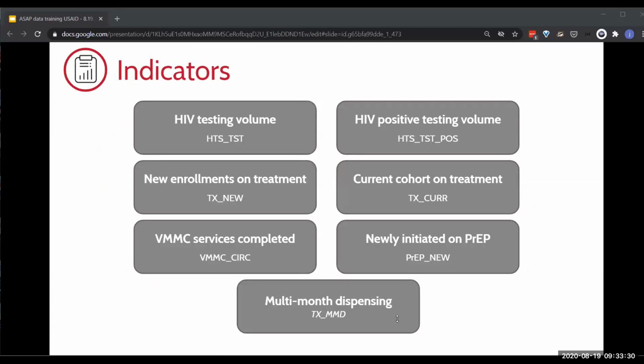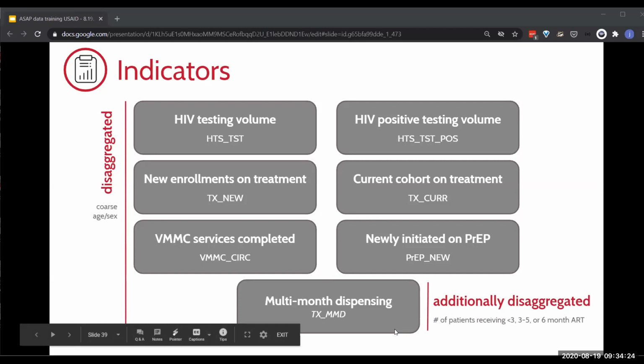For HFR, we selected a subset of the MER indicators. If you look at the indicators for HFR, they're not new. This is not additional indicators. This is just the same indicators you were collecting, just more frequently. So you've got HTS-TST, HTS-TST positive, TX-NEW, TX-CURR, VMMC-CIRC, PrEP-NEW, and TX-MMD. This is multi-month dispensing, the number of patients currently on treatment who received more than 1 month of ARVs. The slight nuance is that within the MER, TX-CURR, the current number of patients currently on treatment, is the indicator, and the number that received multi-month is a disaggregate. For HFR, we collect TX-MMD outright.